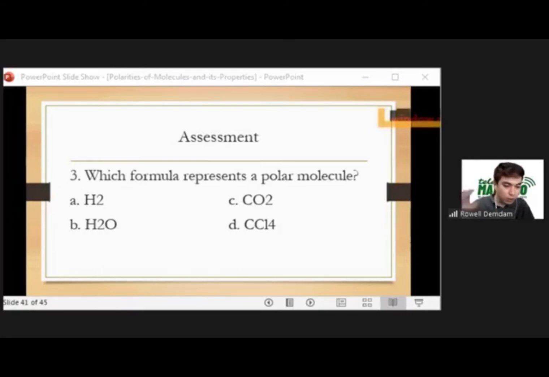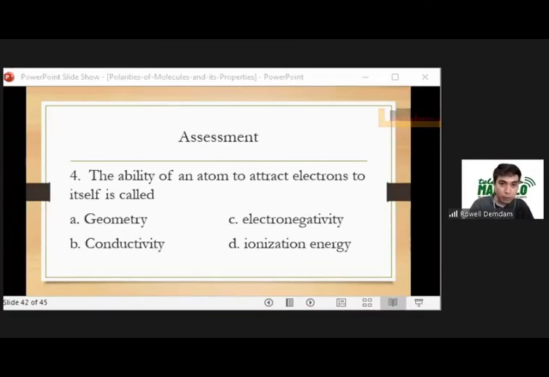Okay, I saw Ken and Christina Nestle answered letter B. And yes, it is the correct answer for number three. H2O or water is the formula that represents a polar molecule. Okay, for next item. Number four.